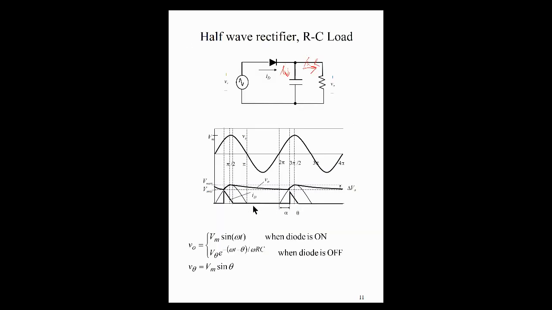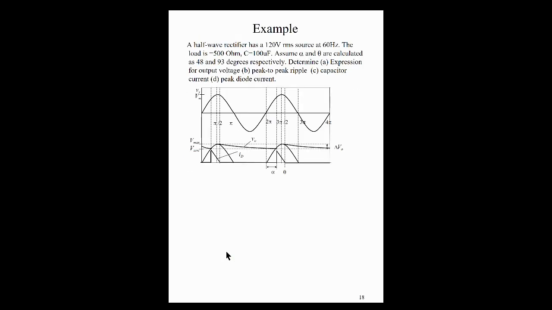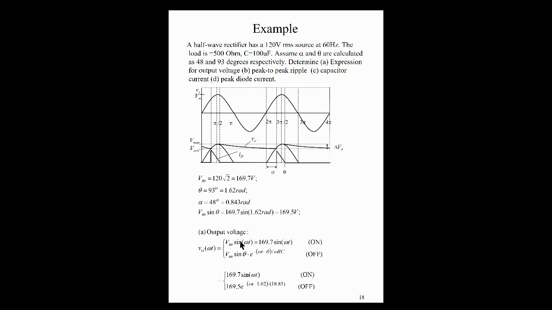Let me go back to voltage. This is what you're using for your voltage, right? So expression when the diode is on, when the diode is off. So that's why you're substituting to obtain these values. So when you substitute, this is the equation you so formed.